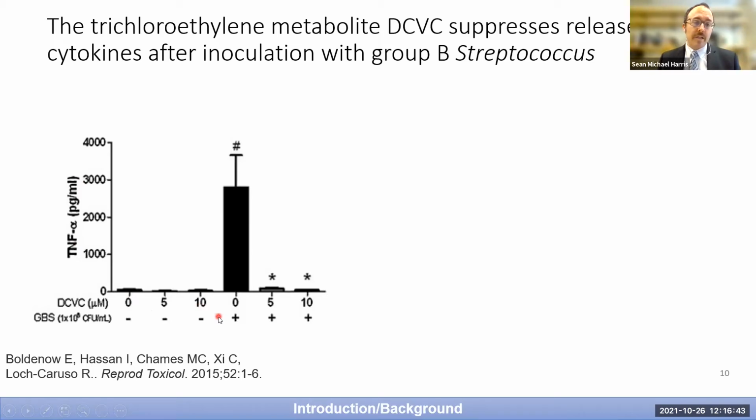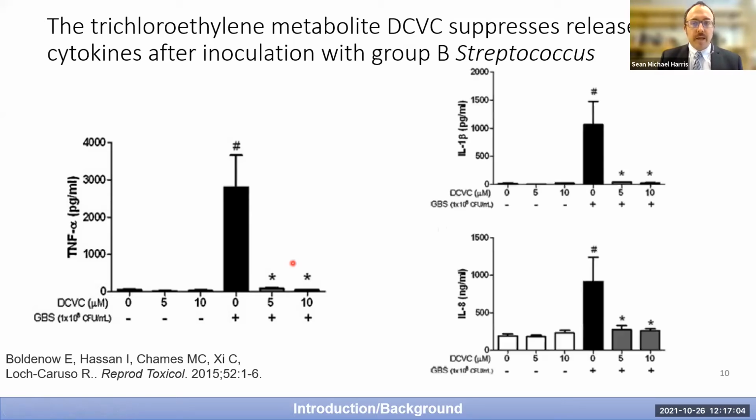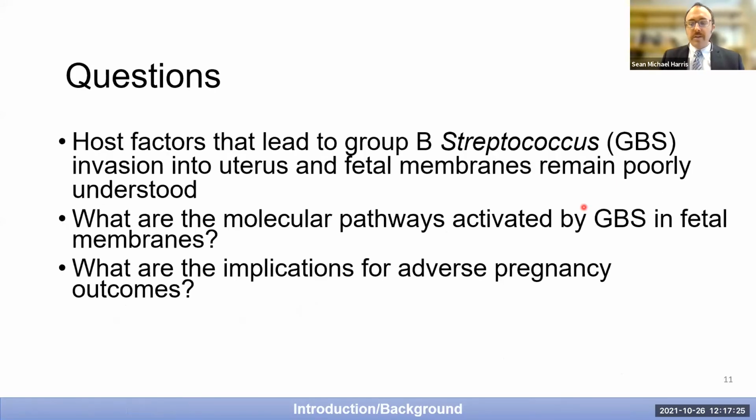However, Group B streptococcus, kind of not surprisingly, induced a pretty strong inflammatory response in the tissue. However, when she co-treated the fetal membranes with DCVC, there was a strong inhibition of this increase in this pro-inflammatory cytokine. And she saw this across several other cytokines as well, including IL-1 beta and IL-8. So kind of the same pattern of strong response to Group B strep and then a really strong inhibition of that response with DCVC treatment. So this is really striking data.